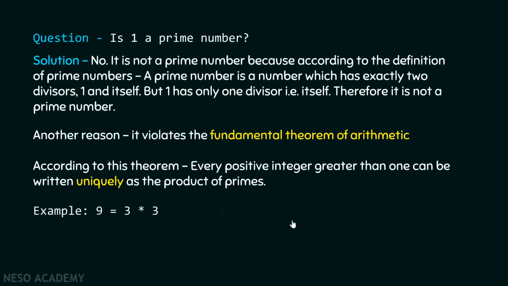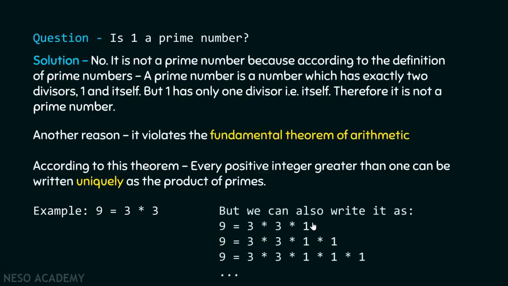But if we consider 1 as a prime number, then it should also represent this number uniquely. But here you can see clearly that 1 would not be able to represent this number uniquely. As we can write 9 as 3 into 3, we can also write 9 as 3 into 3 into 1, and so on. Therefore, as 1 is violating the fundamental theorem of arithmetic, we can say that 1 is not a prime number. If it were really a prime number, then it should represent the number uniquely. But it is not representing it. Therefore, it is not a prime number.